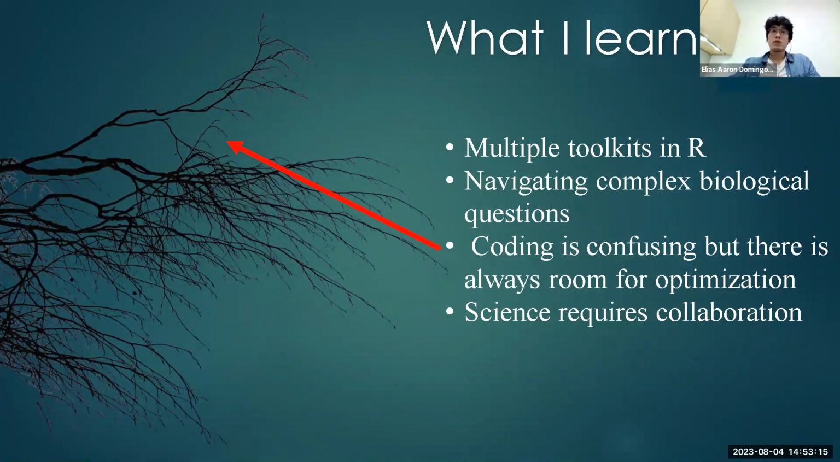But there's always room for optimization, and going on the internet and asking for questions, asking for advice is always helpful, because one thing that I learned also here is that I am never going to be the first one asking the question. There's always someone out there that can help us. And this also means that science requires a lot of collaboration. And this is what HuBMAP is all about.